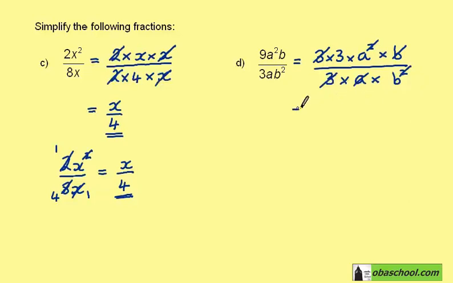So let's look at what we have left. On the top we have 3 times a, which is 3a. On the bottom we just have b.